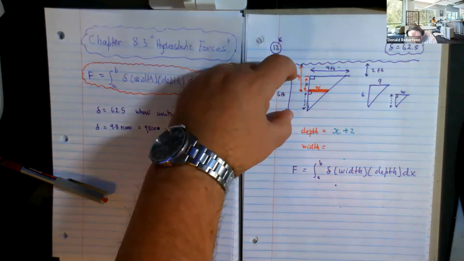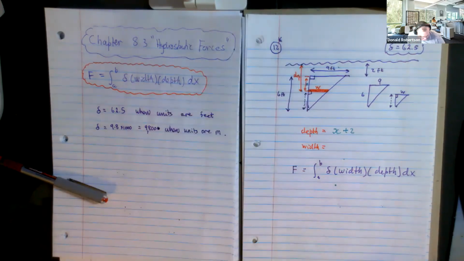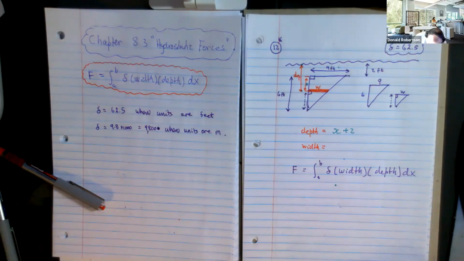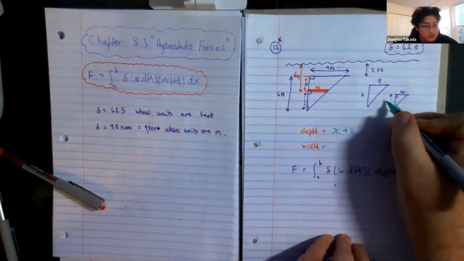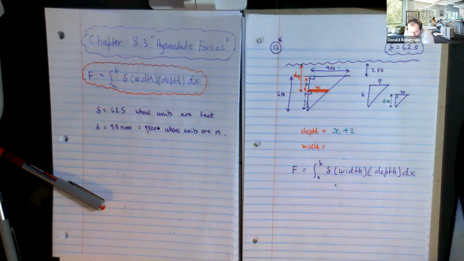You know that's 6. You know this is x. So what's this distance in terms of x? 6 minus x. Yeah, 6 minus x, right? Do you see how it's kind of nitpicky now?